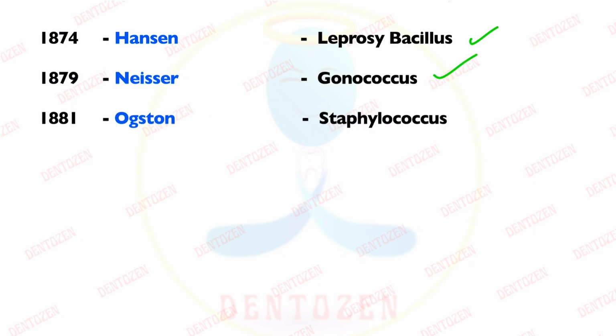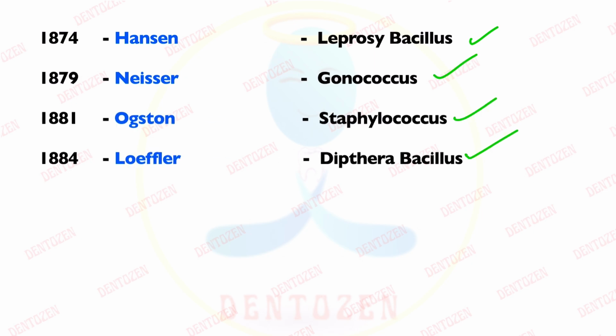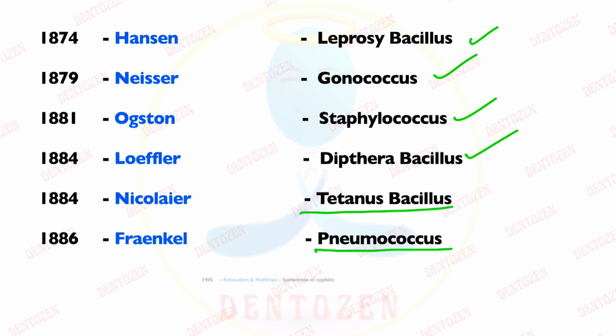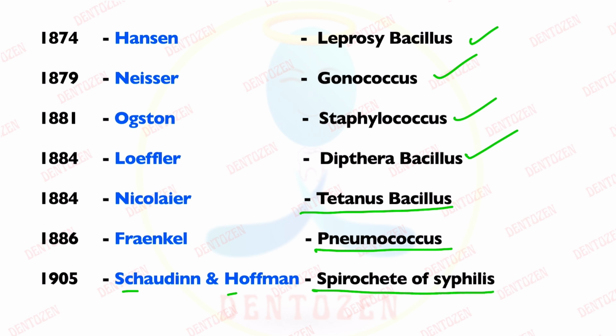So attracted by the work of these two important persons, Louis Pasteur and Robert Koch, many other scientists discovered different bacteria. So let's get to know which other bacteria were discovered. Hansen described leprosy bacillus, then Neisser described gonococcus, Ogston discovered staphylococcus, Loeffler first isolated diphtheria bacillus, Nicolaier first observed tetanus bacillus in soil, Fraenkel described pneumococcus, and Schaudinn and Hoffmann discovered spirochete of syphilis.